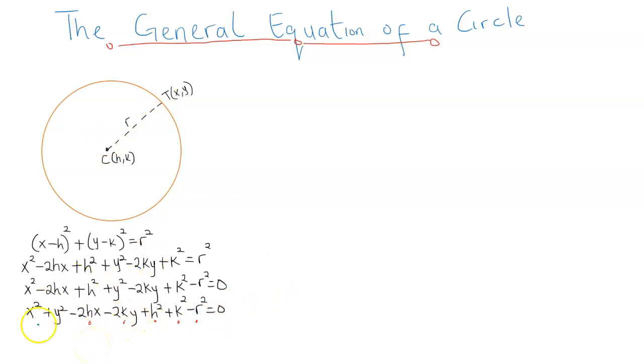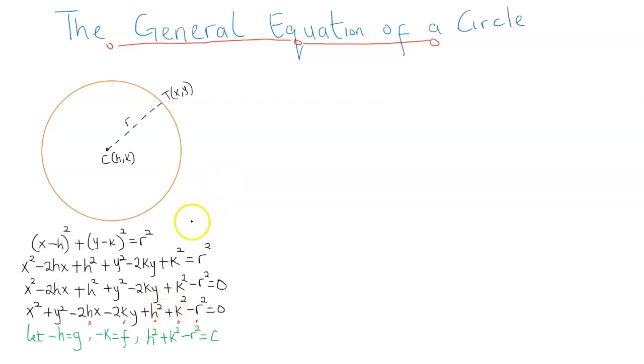So what I want to do is let the first constant, but I'm going to pick the negative with it, I want to let negative h be equal to g. The second one, I'm going to pick the negative with it. Negative k, I want it to be equal to positive f. And the final part, h squared plus k squared minus r squared, I want it to be equal to c.